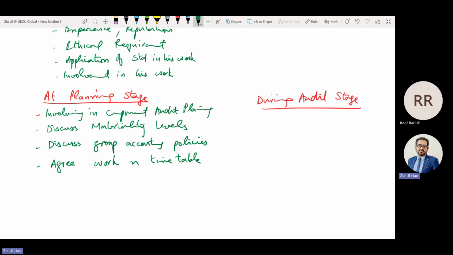That's why at planning stage, we need to agree if any extra work we need to ask him to perform for our audit purpose. And we will discuss the timetable with him: when he will start work, when he will complete his work, when the consolidated financial statement should be prepared, so that we can plan our work accordingly.